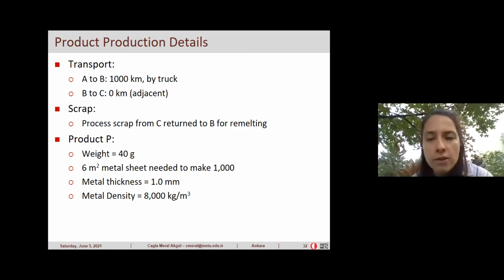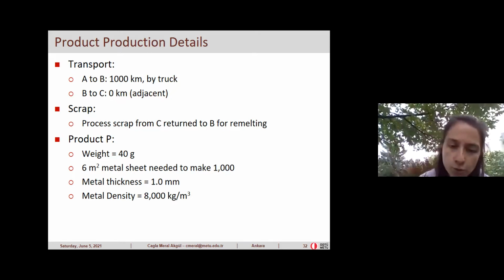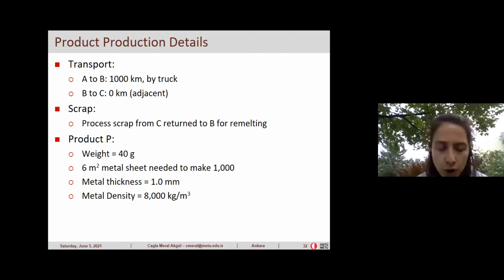And then let's look at product P. Product P weighs 40 grams and 60 meters square of metal sheet is needed to make 1,000 of these product P's. Metal thickness is 1 millimeter. Metal density is 8 tons per meter cube. So this is our general information. So we need 6 meters square to produce 1,000 product P's. And sheets are 1 millimeter thick and density is 8 tons per meter cube.